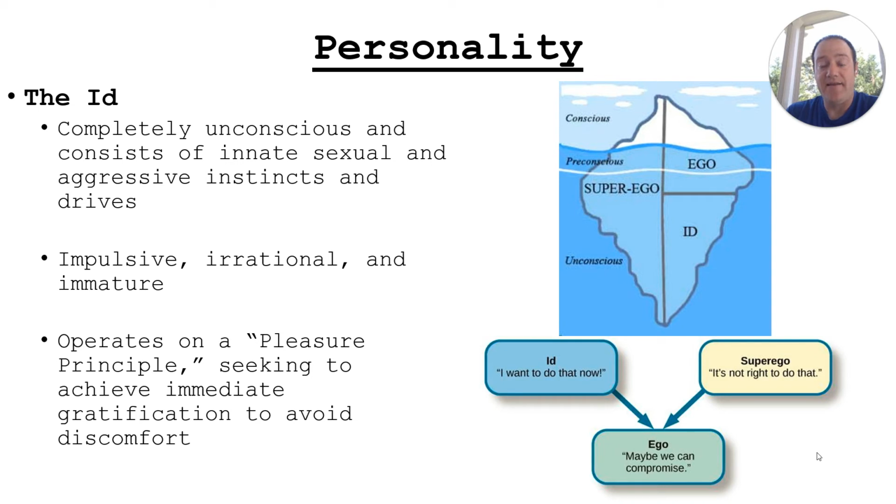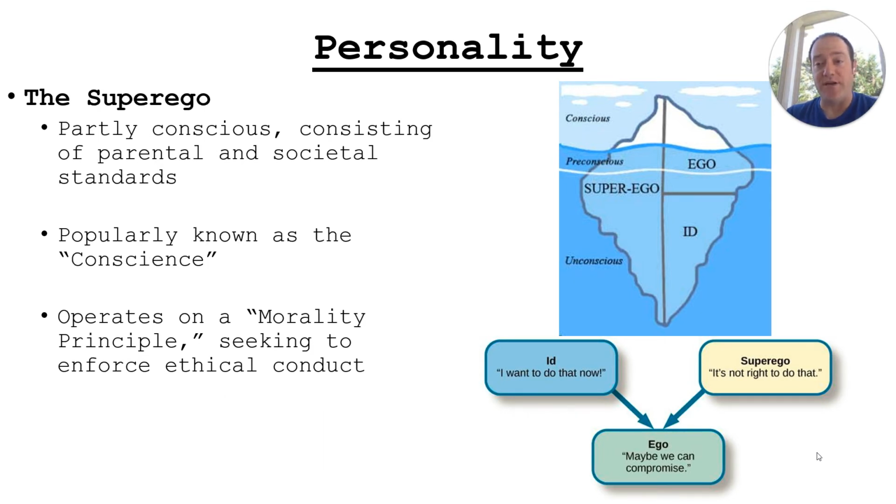Good or bad, mostly bad according to Freud, is located in the id. Again, it operates on the pleasure principle. I'll circle back to those principles in just a minute, but remember, the pleasure principle is the id. Okay, and then the superego.